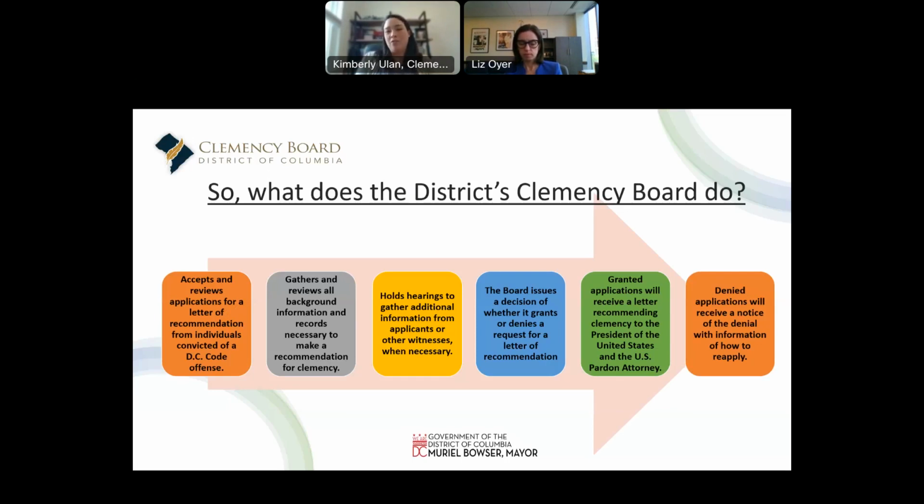Once we get all of that information, the board will then make a decision on whether or not to hold a hearing to get additional information from the applicant or witnesses or anyone who is coming forward as a reference for the applicant. After the hearing, the board will then make a decision on whether or not it's granting the request for a letter of recommendation. If granted, the letter of recommendation, again, will be sent to the Pardon Attorney's Office and the president. Anyone whose application has been denied will receive a notice. And that denial process can happen anytime in the process.